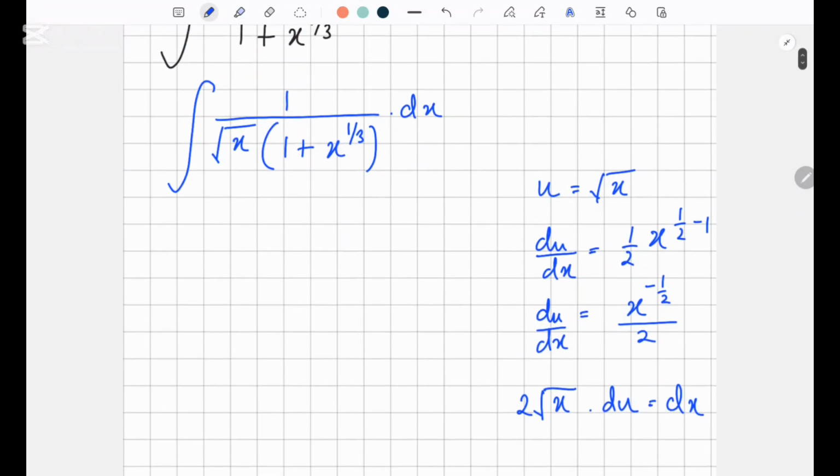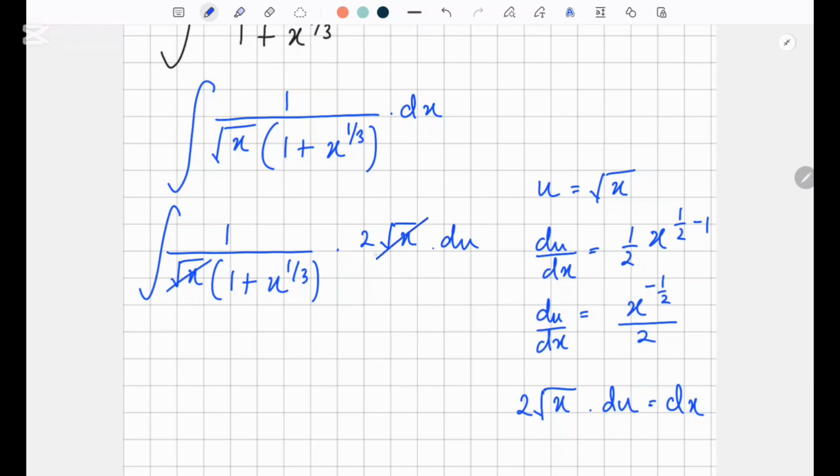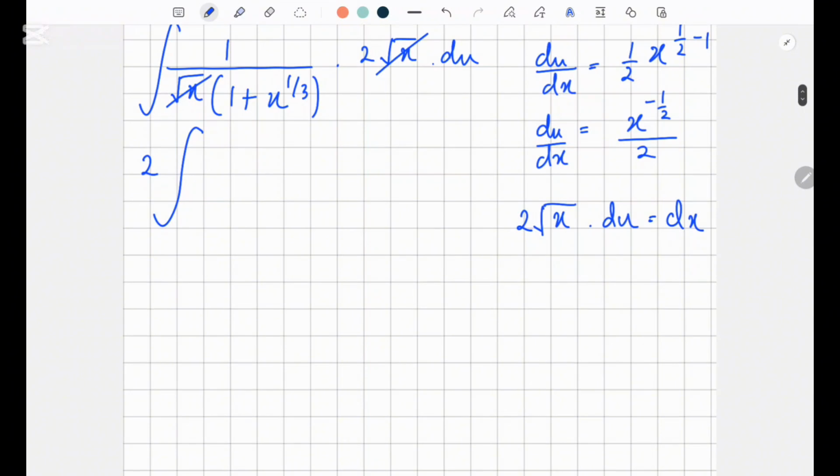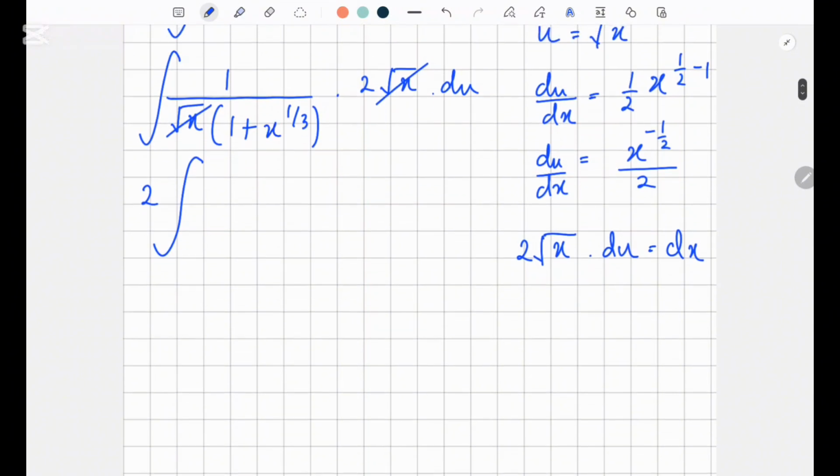So now you can put in the substitution. So we have 1 over root x. And we also have to find x to the power 1 over 3 in terms of u. We'll do that next. So dx is going to be 2 root x du, right? So you cancel off root x. You can take the 2 out. I'll leave it like that for now. Let's find x to the power 1 over 3 in terms of u.